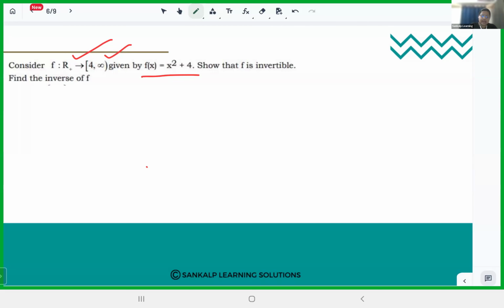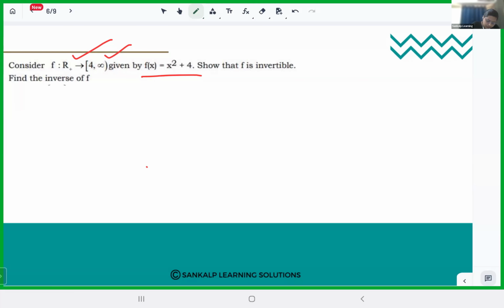And the function is nothing but f of x equal to x square plus 4. We have to show that f is invertible. How will you show that f is invertible? You can use two different methods. I'll be using the second method, that is, by proving f is a bijective function, you will directly get the inverse of that function. So I'm going to prove that f is one-one and onto, thus finding the inverse of f.